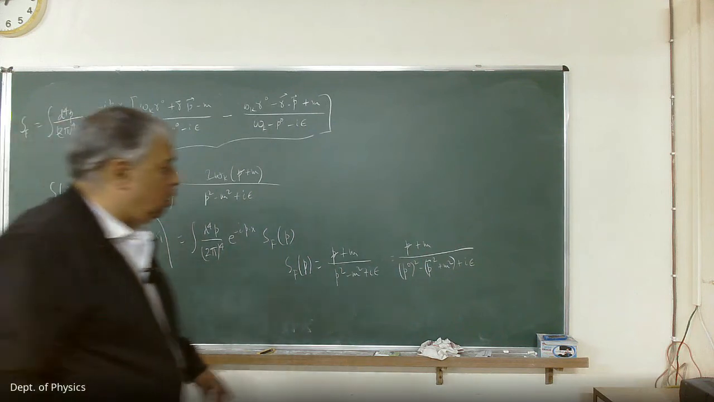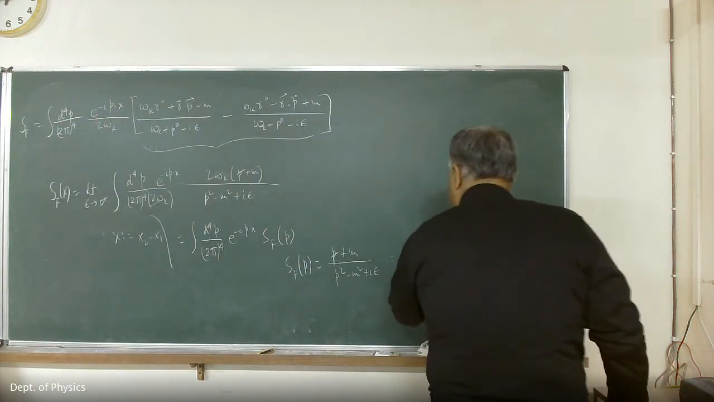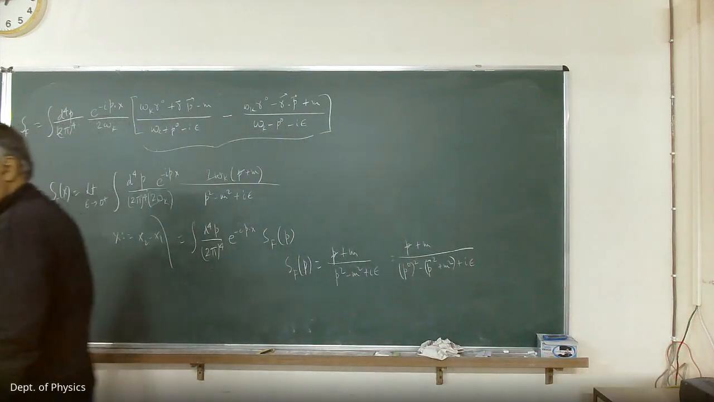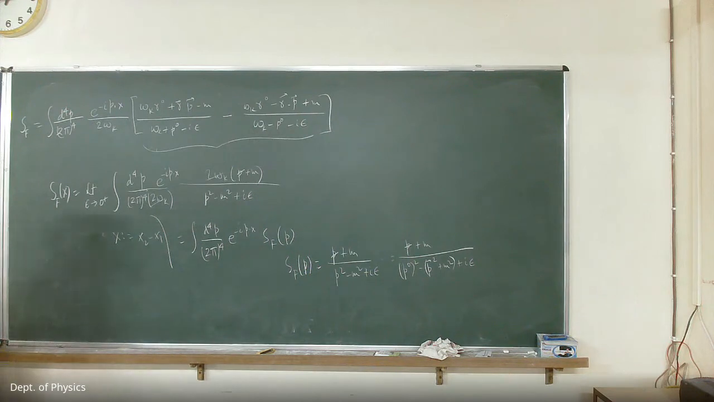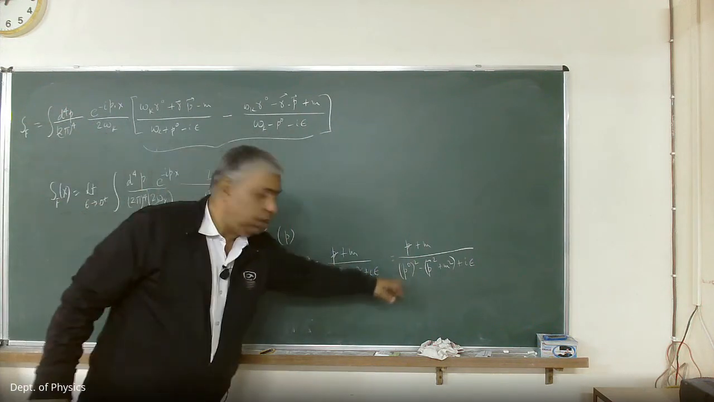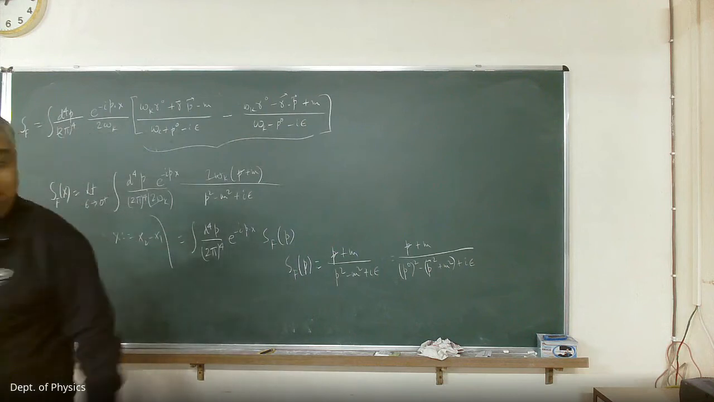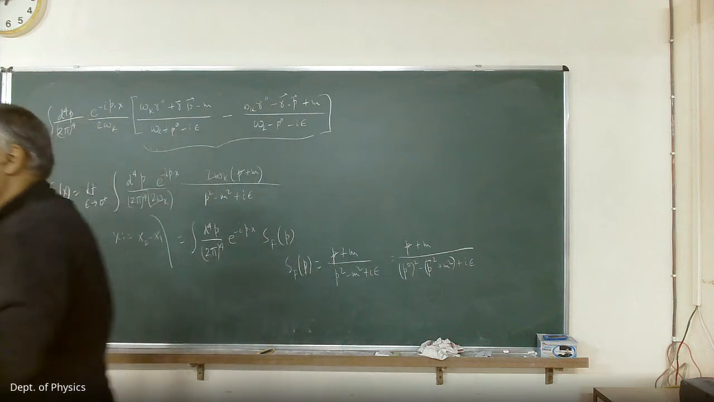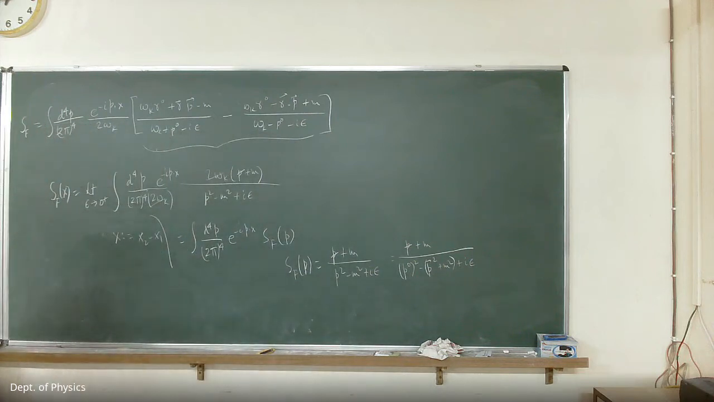Now, what are the poles in p naught? Suppose this is a four-dimensional momentum integration. If I want to carry out the p naught integration, p naught will have poles, because p naught square is equal to this thing, so p naught will be plus or minus the square root of p vector square plus m square. But i epsilon will help you shift the pole, just like in the theta integration.